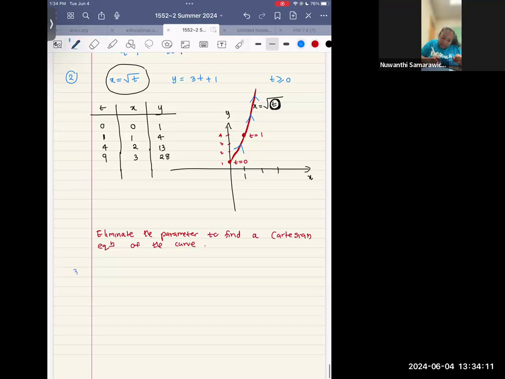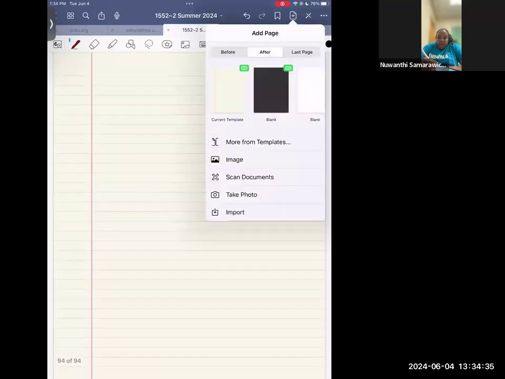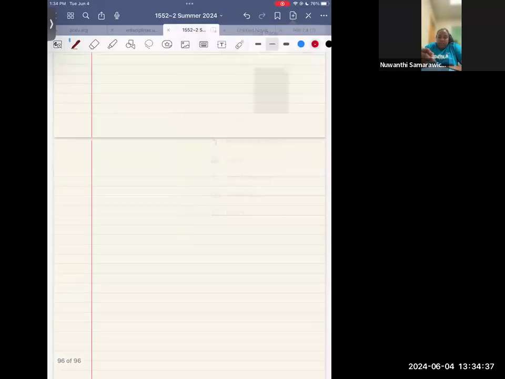x is equal to 2t minus 4, y is equal to 4t squared. You need to eliminate the parameter t. How do we do this? Any idea how to eliminate this t here?